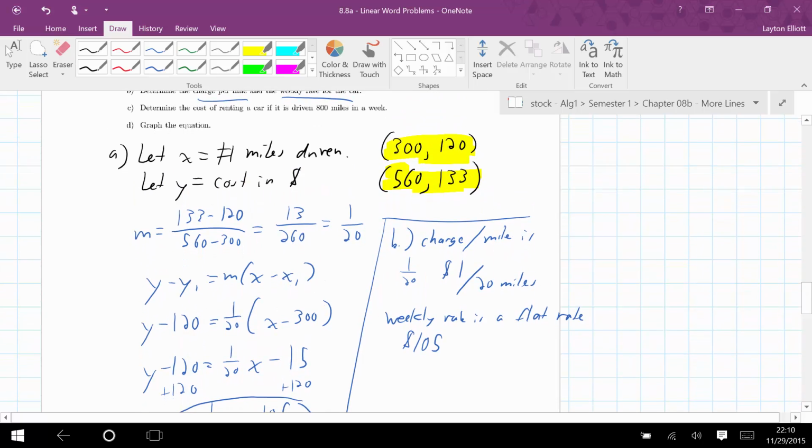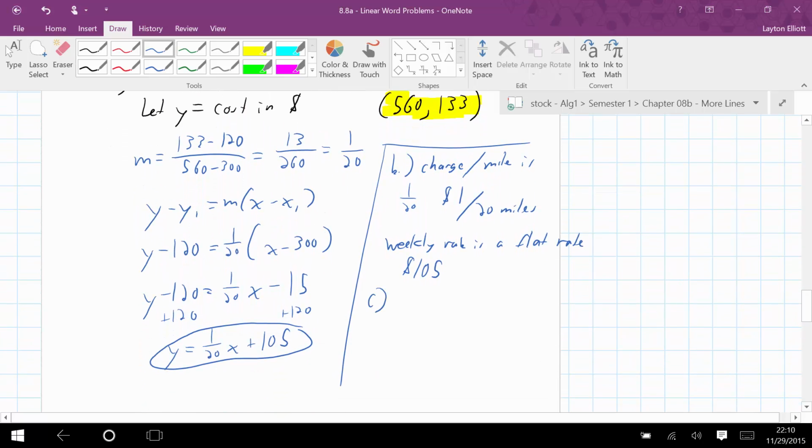Then it says determine the cost of renting the car if it's driven 800 miles per week. So if we drive it 800 miles, then I go y is equal to 1/20th times 800 plus 105. And that's going to be 40 plus 105, or $145.